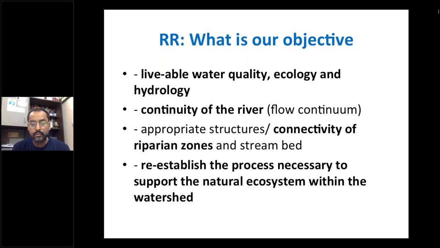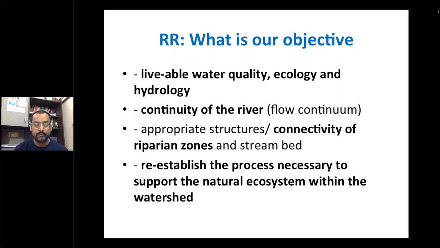Thirdly, we want to connect the riparian zones and the stream bed with appropriate structures. We have various projects that disconnect the riparian zones from the main channel. And fourthly, the most important objective is to re-establish the processes in our planning which can support the natural ecosystem within the watershed.